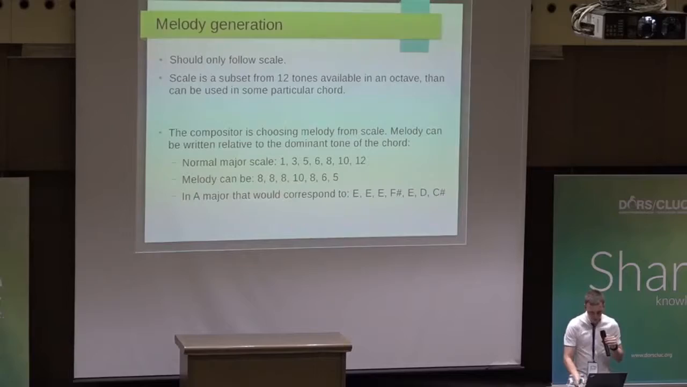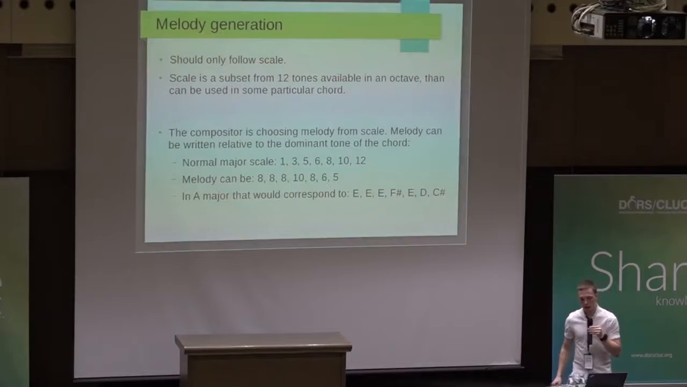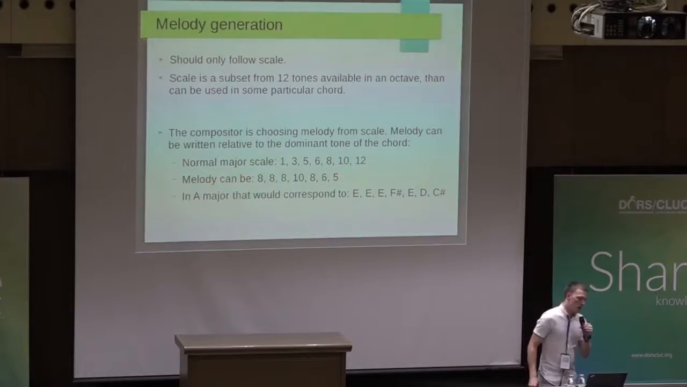But now we have to move to how to actually create music, and now it's how to generate a melody. Melody generation is pretty simple. You actually just have to follow a scale. And a scale is just a subset of the 12 tones you can pick in an octave.